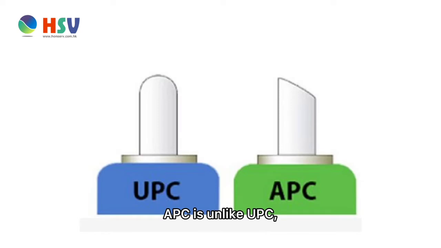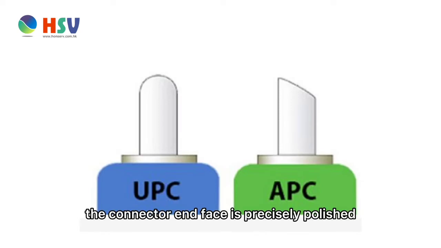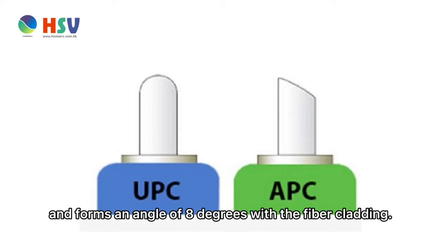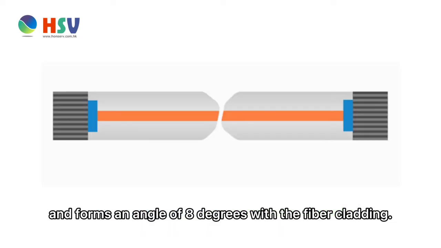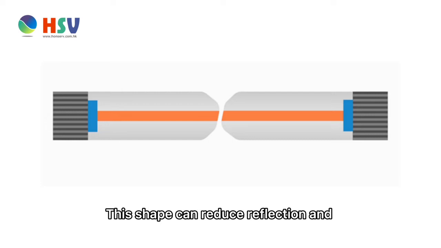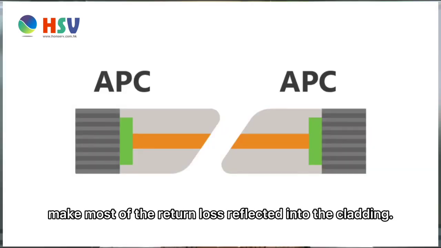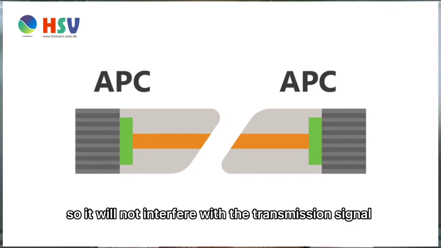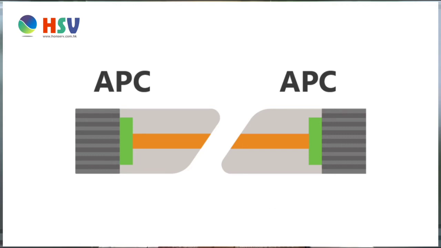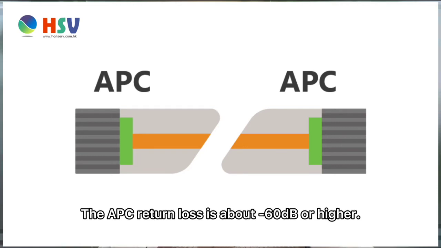APC is unlike UPC. The connector end face is precisely polished and forms an angle of 8 degrees with the fiber cladding. This shape can reduce reflection and make most of the return loss reflected into the cladding. So, it will not interfere with the transmission signal and damage the laser source. The APC return loss is about minus 60 dB or higher.